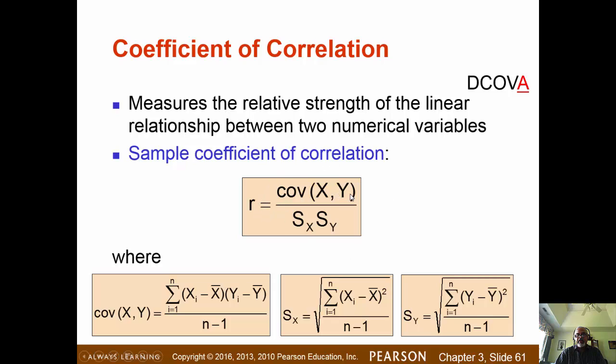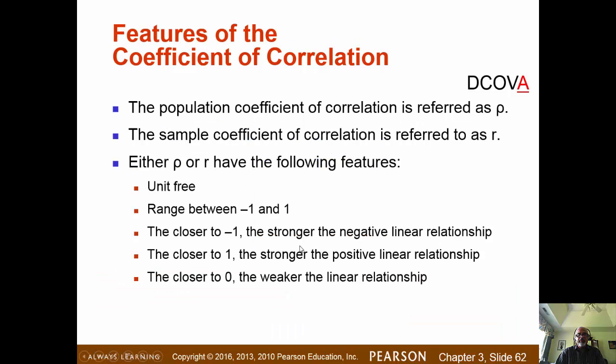Now, coefficient of correlation is expressed by this formula. You take the covariance and divide by the standard deviation of x and the standard deviation of y. So you can express this as the numerator over the two denominators. Now, r will be a value between minus 1 and 1. It cannot be anything outside of minus 1 and 1.